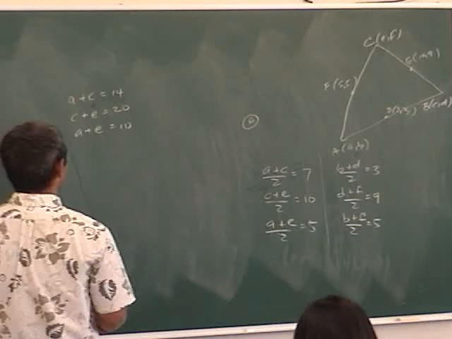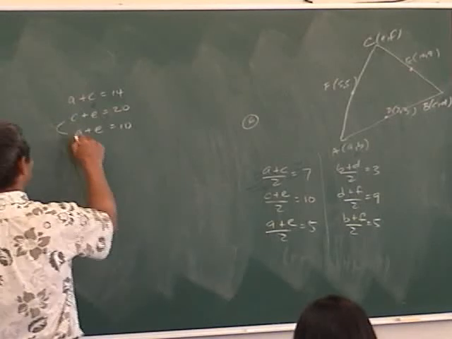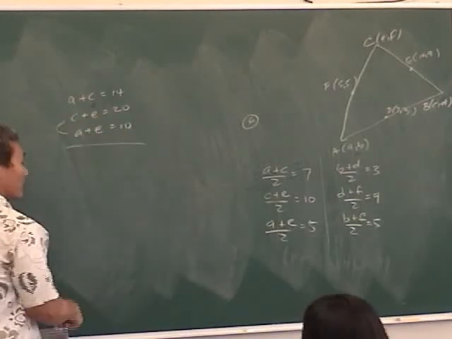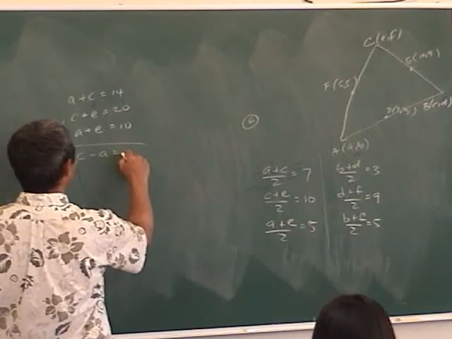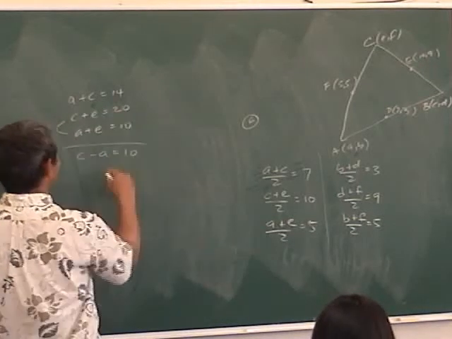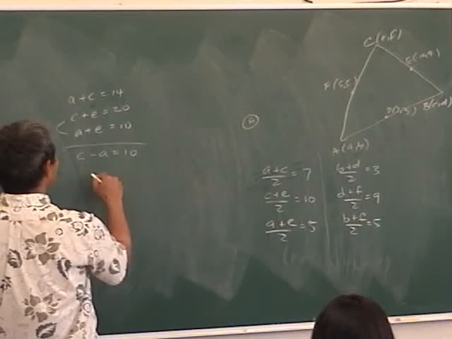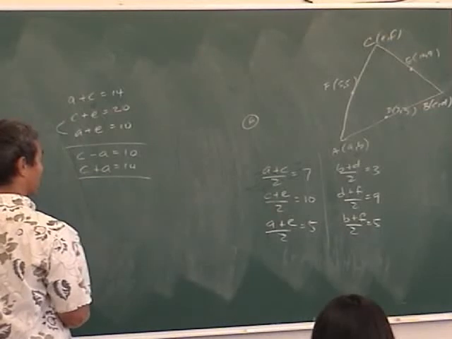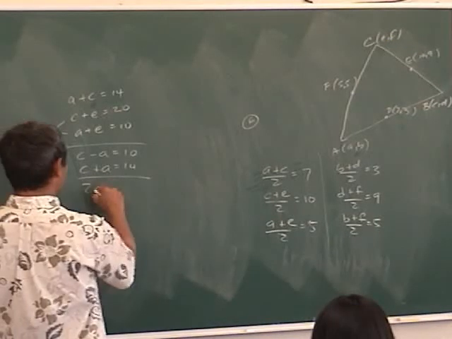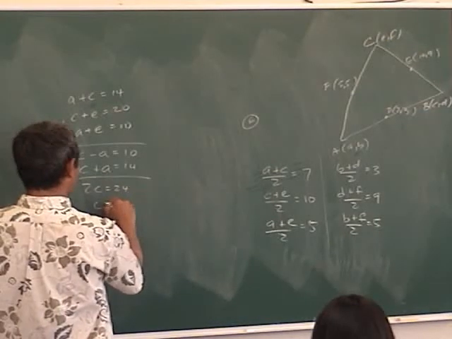It doesn't matter. Okay, let's do 2 and 3. So if you want to eliminate the E, do you add or subtract? Subtract. So you get C minus A equals 10. Put that together with the first equation now, which is C plus A equals 14, and you can either add or subtract. Which one do you want to do? Okay, add. 2C equals 24, C equals 12.